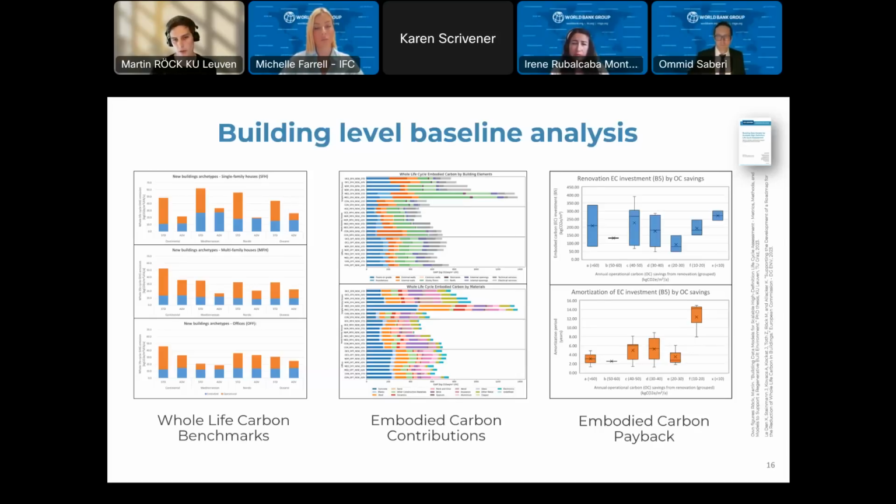So for example, in the case of a renovation, if you have an existing building that requires an energy renovation to improve the energy performance, then you can actually compare the operational carbon of the existing building before renovation and the operational carbon performance after renovation. And in between, you will have had an embodied carbon investment, and you can check how many years it takes for an amortization of this embodied carbon. So the embodied carbon payback, as we call it.